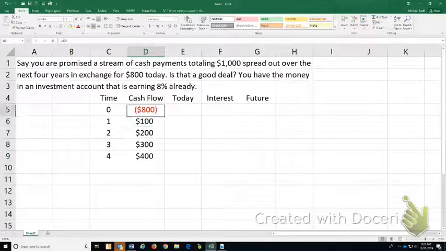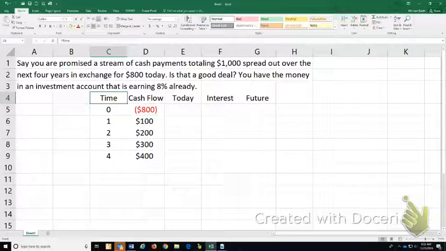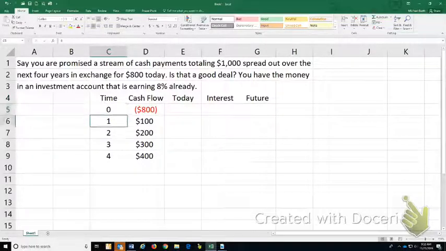So 100 plus 200 is 300, plus another 300 is 600, plus the 400 is $1,000. Grand total $1,000 in exchange for $800 today. Now what I've set up is a timeline. The time, generally, is how many periods in the future. So today is 0 years in the future. The first payment a year from now is 1 year in the future. The second payment is 2 years in the future, and so on.